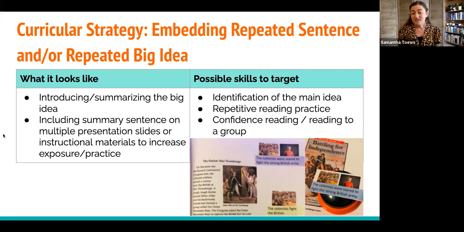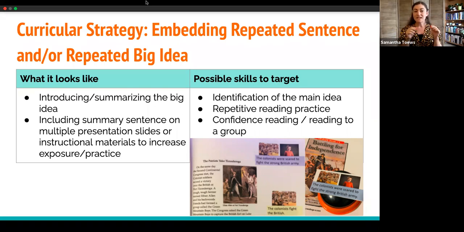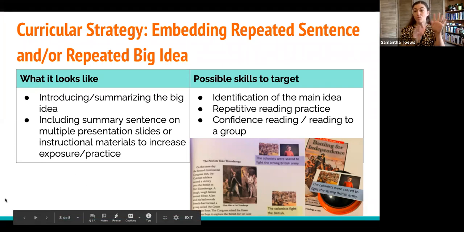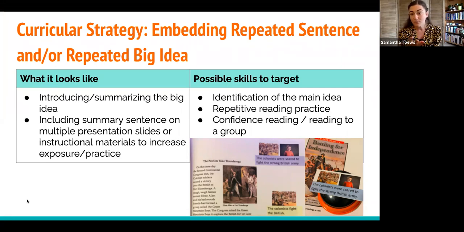So this first strategy is embedding repeated sentences or repeated big ideas within your content. And what that might look like is creating a PowerPoint and having an introduction slide that introduces or summarizes the big idea, but then including that summary sentence or repeated sentence on multiple slides throughout the presentation, or if students are reading a digital book together or alone, having that summary sentence pasted at the top or somewhere in the book so that students can see that. So down here in the picture, in the right-hand corner, you can see an example of what a book might look like with a repetitive sentence and a summary sentence.